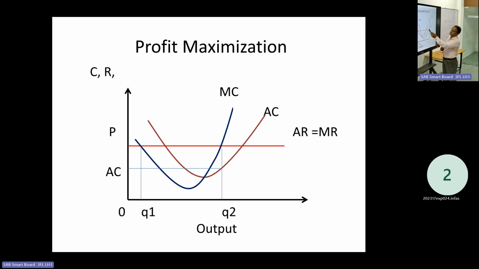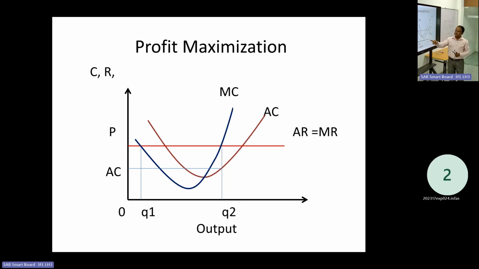Now we find here marginal cost equals marginal revenue at the Q1 output level, and another point we find at the Q2 output level. At each intersection point, marginal cost equals marginal revenue. But we need to find out the profit maximizing point, whether it's Q1 or Q2.